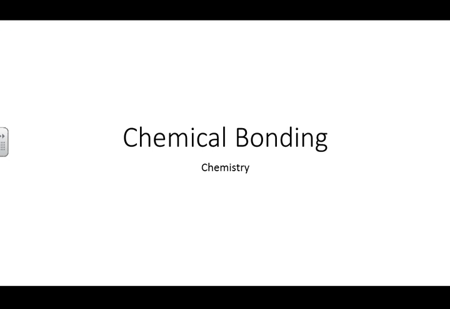In today's lesson, we're going to begin looking at chemical bonding, or what happens when elements form compounds. Chemical bonding: what exactly is a chemical bond? The short answer to that question is that a chemical bond is a force of attraction between atoms. It is not a physical structure, it's actually a force of attraction.